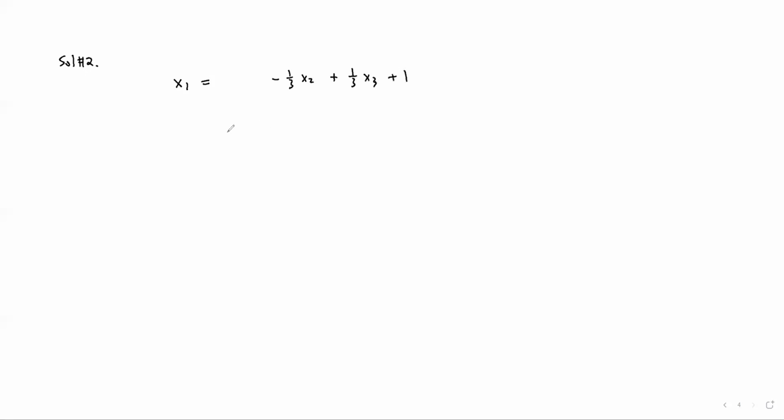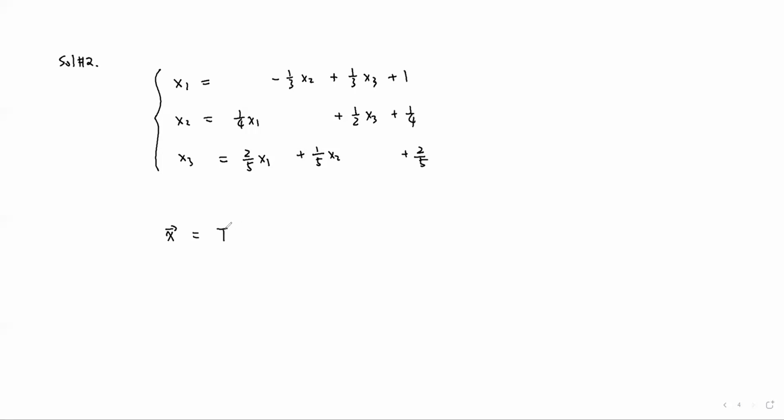x1 is 1/3 x2 plus 1/3 x3 plus 1. And x2 is 1/4, because in the second equation, I have moved x2 to the left side, so the coefficient of x2 on the right is 0, then 1/2 x3 plus 1/4. And x3 is 2/5 x1 plus 1/5 x2 plus 2/5. This is a fixed point equation. The left side is the vector x, the right side is a matrix times x plus a vector.